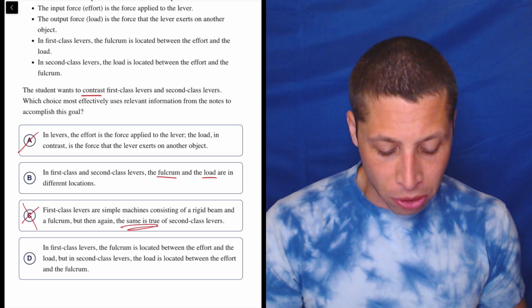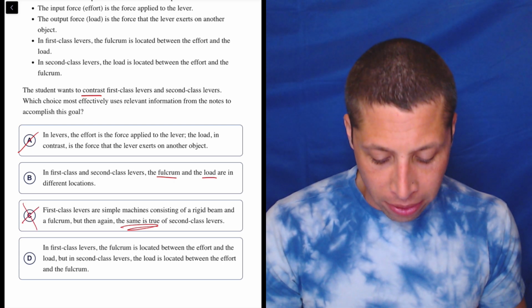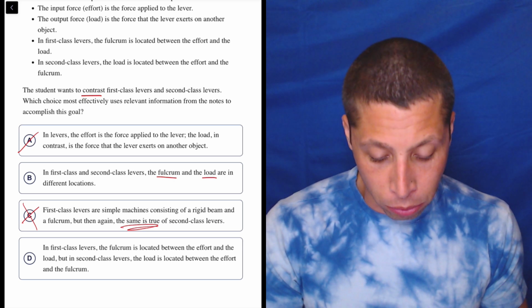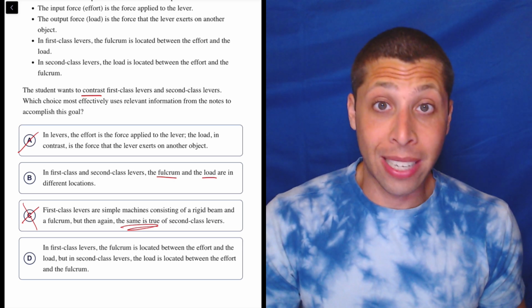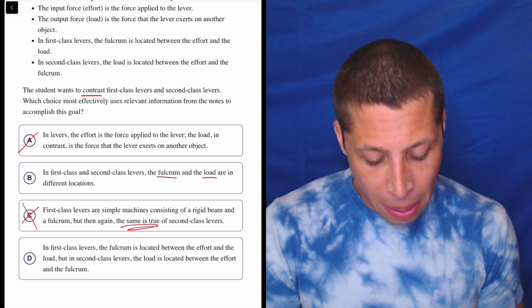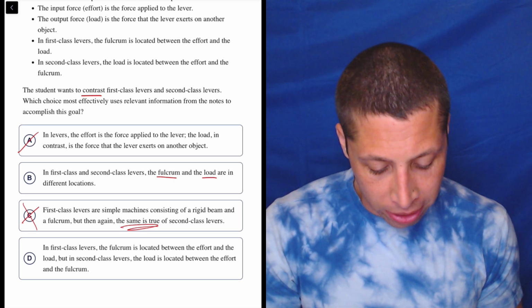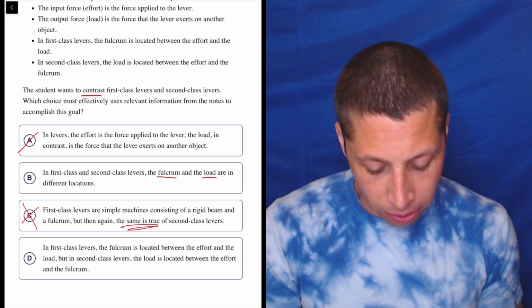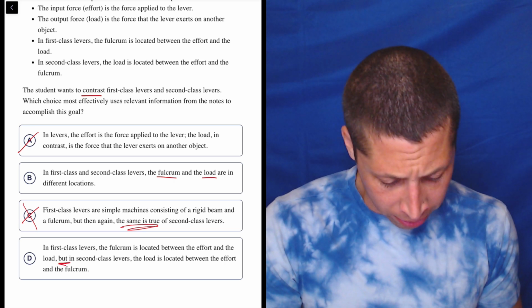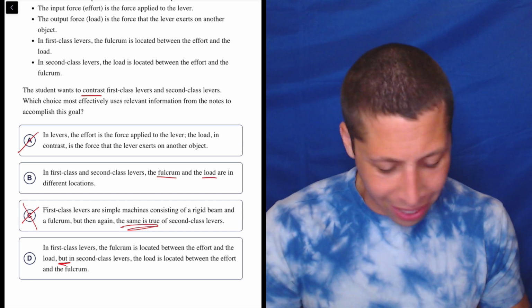D: in first class levers, the fulcrum is located between the effort and the load, but in second class levers, the load is located between the effort and the fulcrum. So what's the difference? What's the contrast between first and second class levers? The location of things, and specifically we can say on first class levers, the fulcrum is between the effort and the load, but, that's a good word there, in second class levers, the load is located between the effort and the fulcrum. I don't even know what this means.